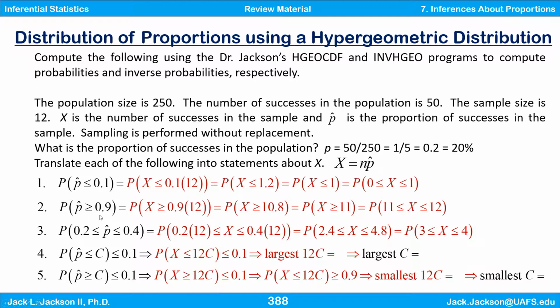P hat greater than 0.9, again multiplied by n is 12. We get x here. We get 0.9 times 12 is 10.8. X needs to be bigger than that, or equal, so it's bigger than or equal to 11, so that's between 11 and 12.